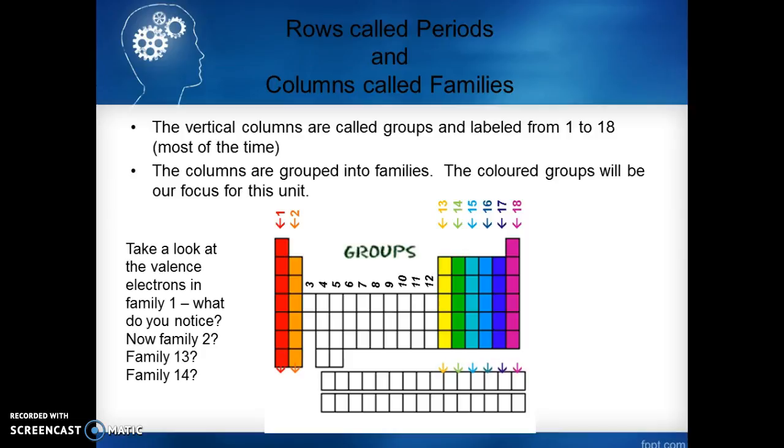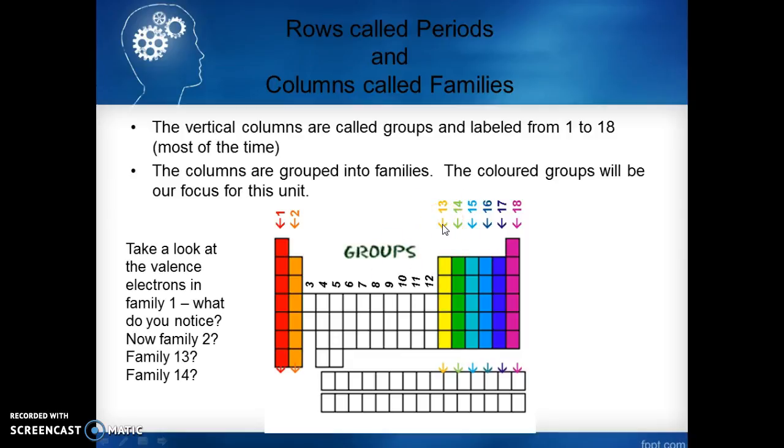Now, what I want you to do is take a look at your periodic table. Using that electron configuration in the bottom left-hand corner, take a look at the valence electrons in all of the family 1 or column 1 here. What's that last number? Now go and take a look at number 2 using the electron configuration. What's the last number?